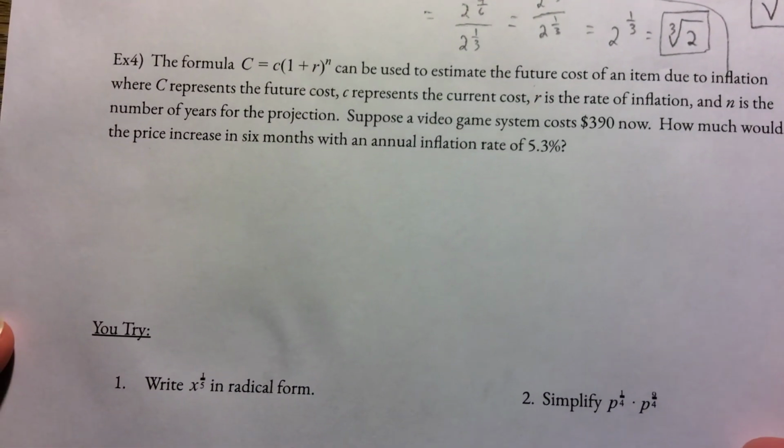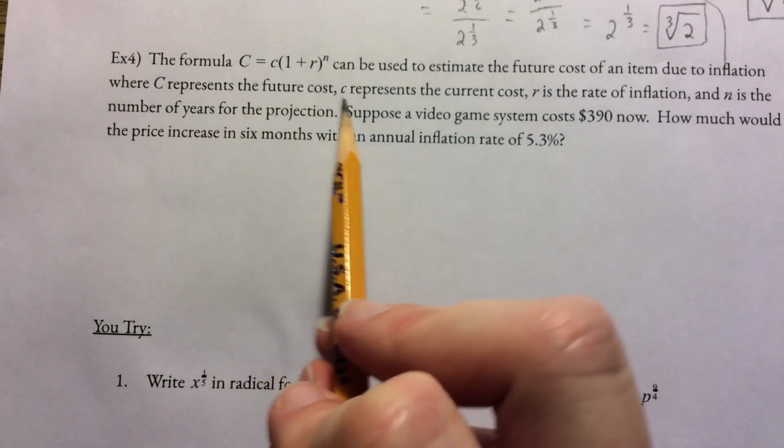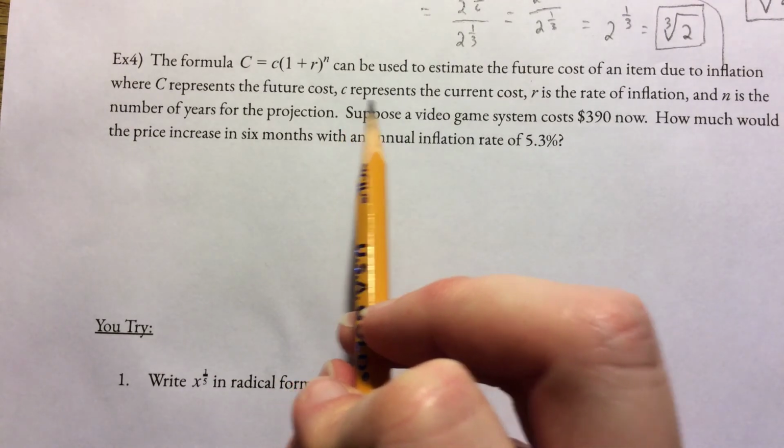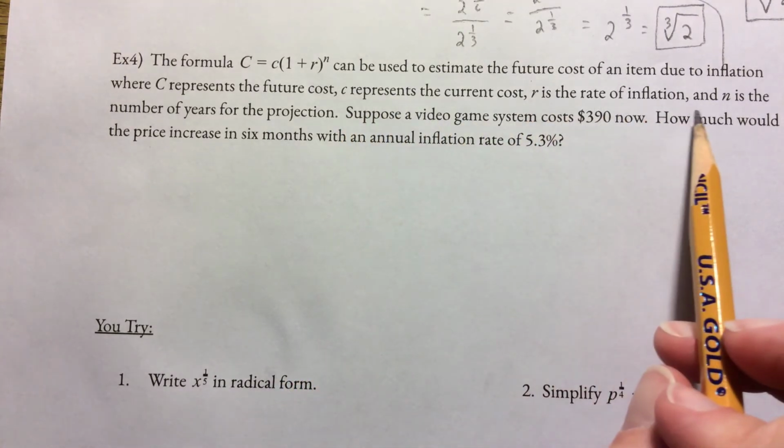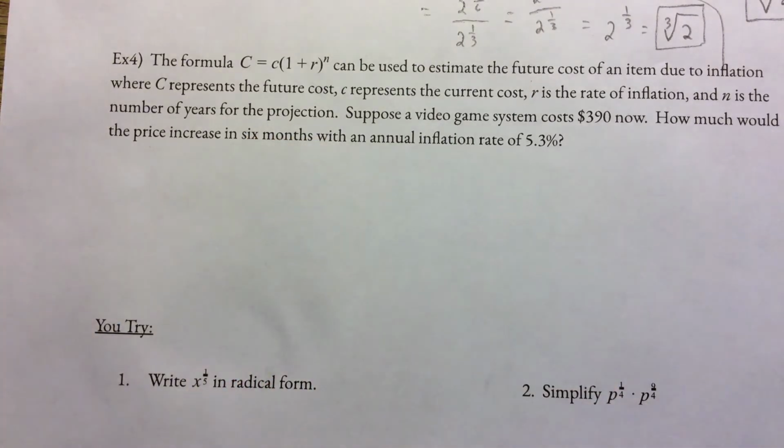Alright, last one. We have this formula that can be used to estimate the future cost of an item due to inflation if you're looking at an item that is going to be gaining value. C represents the future cost, lowercase c represents the current cost, R is the rate of inflation, and N is the number of years for the projection. So we have a video game system that costs $390 now. How much would the price increase in 6 months with an annual inflation rate of 5.3%?